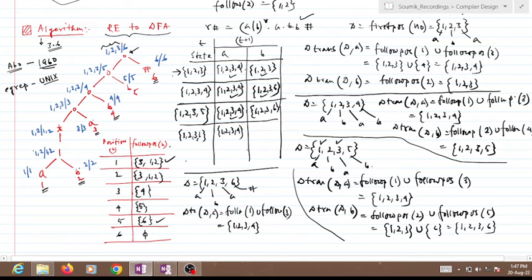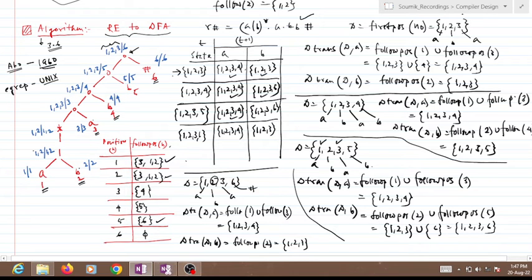Now you have to find this value, D trans of D comma B. B means only 2. So this is follow pos of 2. Follow pos of 2 is 1 2 3. So it is 1 2 3.